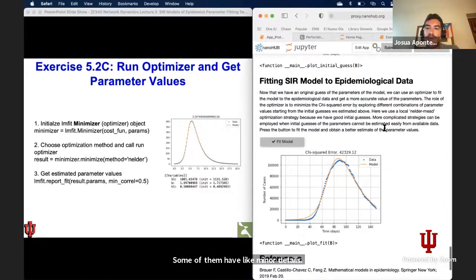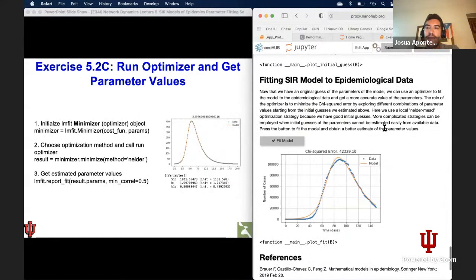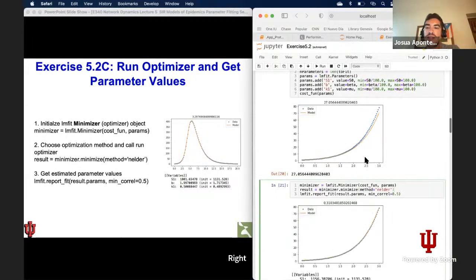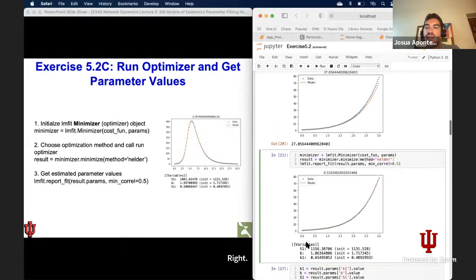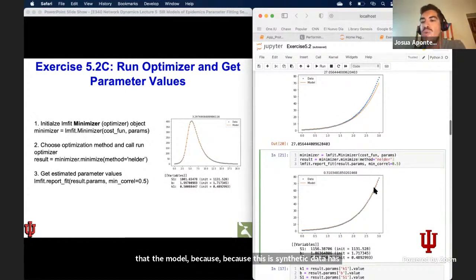Right. So again, when we look at the exercise here, we see that the model, because this is synthetic data, has basically no error in it. The model is able to fit pretty well.